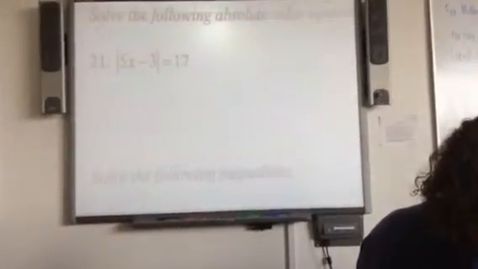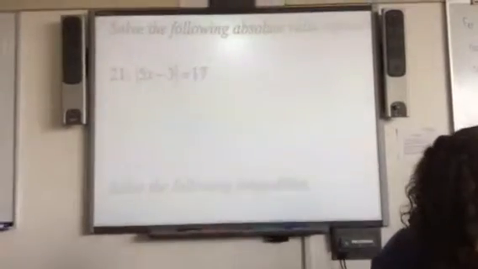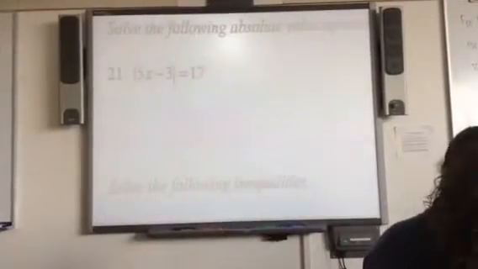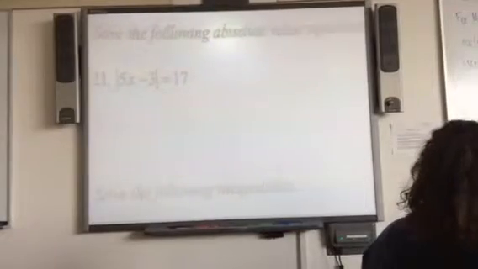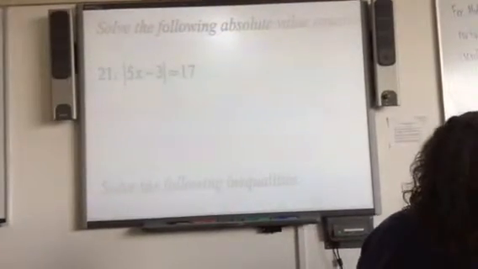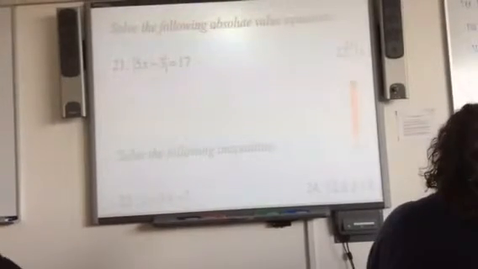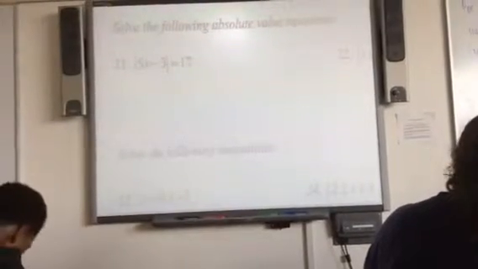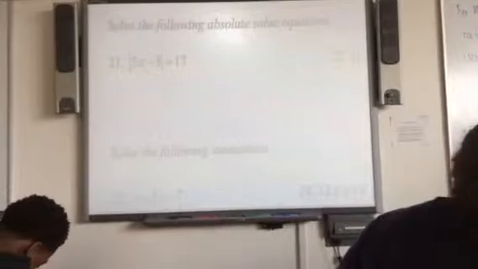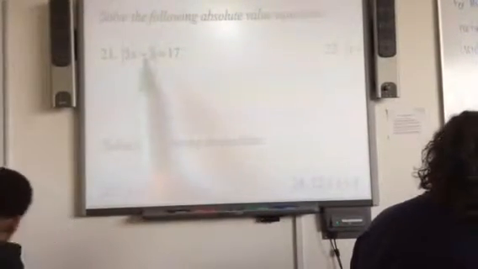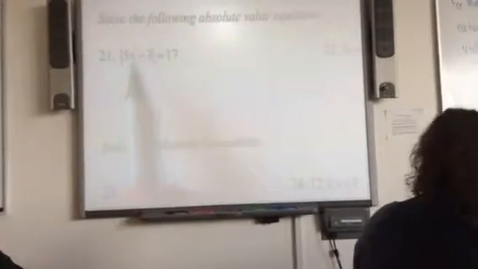All right, so we're going to go through numbers 21 through 30. So for 21 and 22, the direction is to solve the following absolute value equations. Okay, so here's how we approach that. This says that the absolute value of 5x minus 3 equals 17.